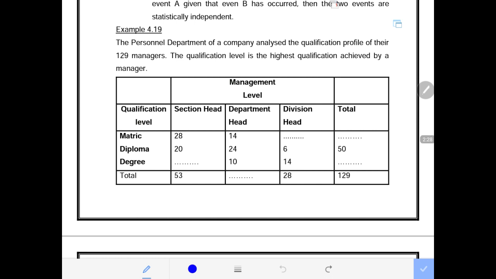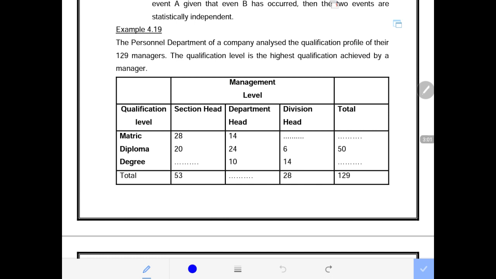Then we are provided with this table of the managers and their qualifications and the departments, divisions, or sections that they are heading. We have 28 those that have metric and 14, but we are not given the number for the division head. A division head that has metric is not provided. So first of all, when it comes to probabilities, we complete the missing figures.